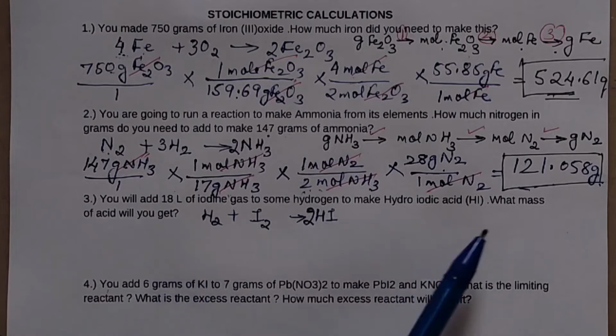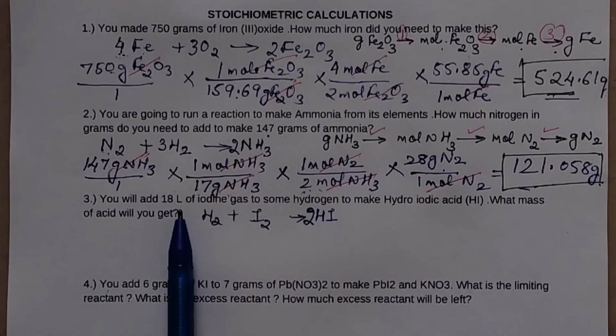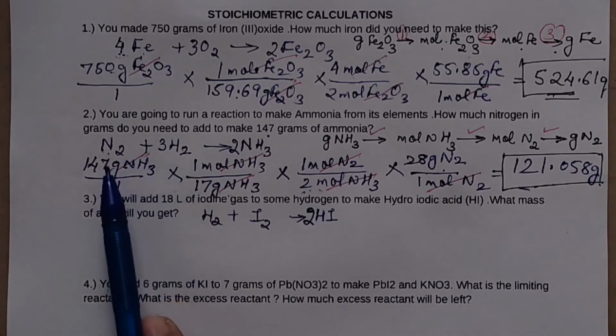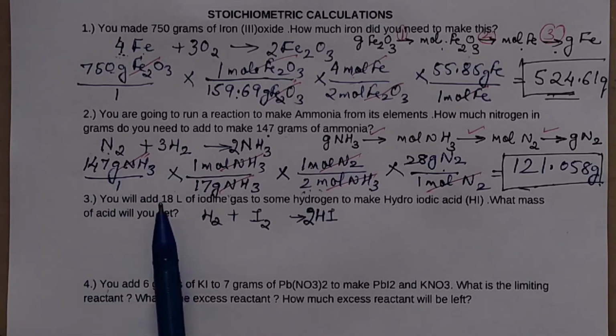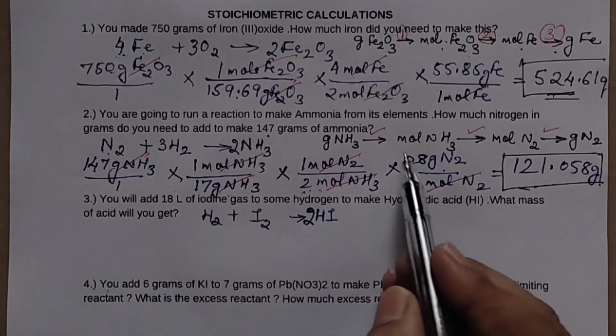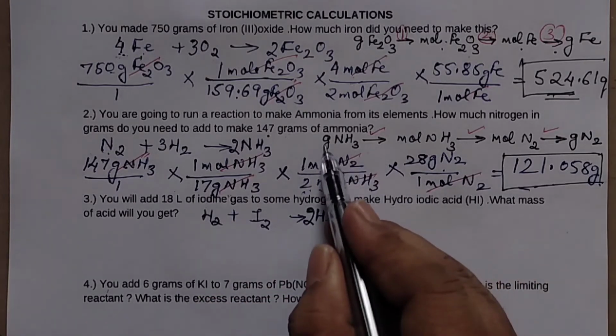You are asked to calculate the mass of this, and iodine is given. Iodine volume is given instead of the normal mass given. So it's not at all an issue. How do you convert this volume into moles? You have to divide by 22.4 liters. Okay, so again, first let us see what are the steps involved in it. Instead of grams here, this is the only difference.